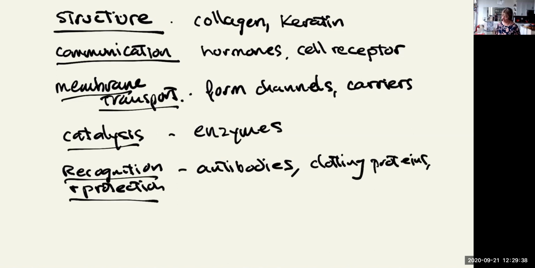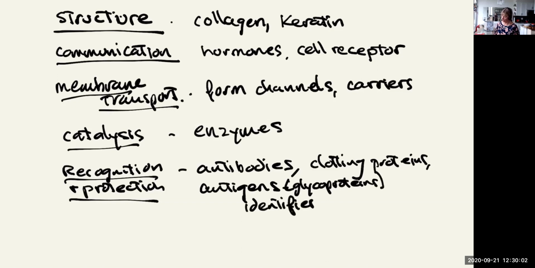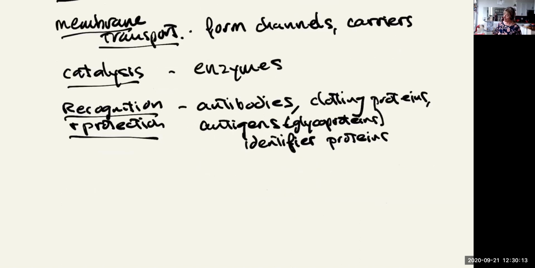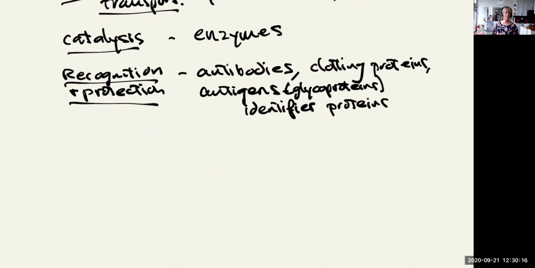And some are antigens. So antigens are generally glycoproteins, and they are like identifier proteins. They identify your cells as belonging to yourself. Some cells don't have that. Sperm doesn't, so sperm has to be separate from the blood, otherwise the immune system of the male would destroy the sperm.